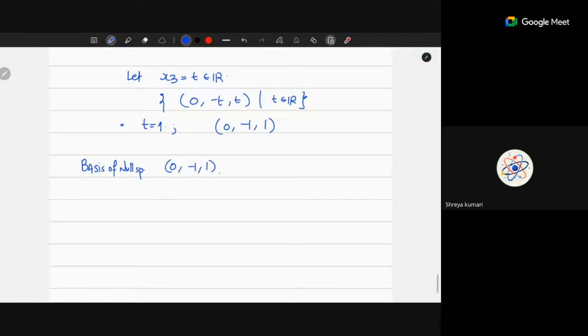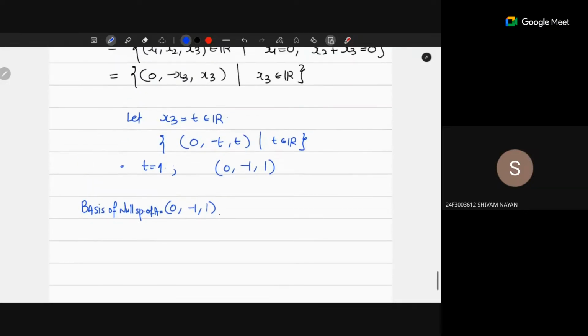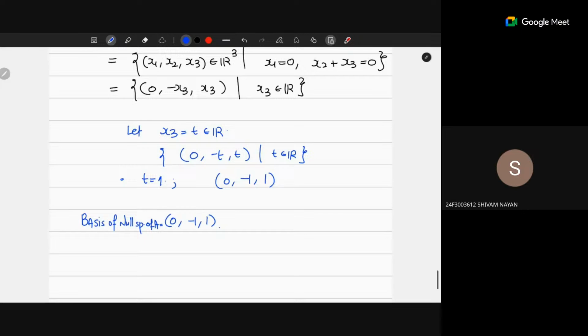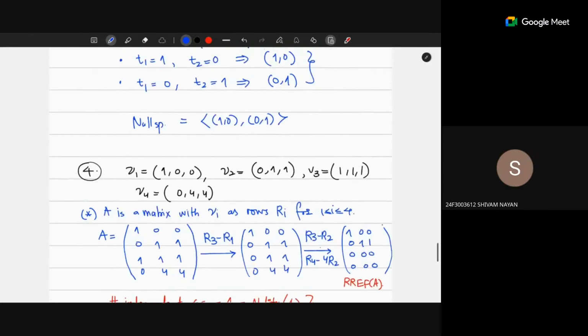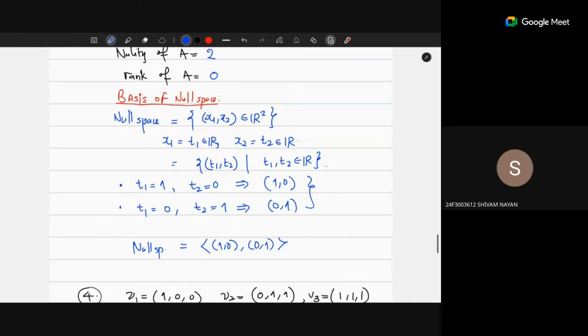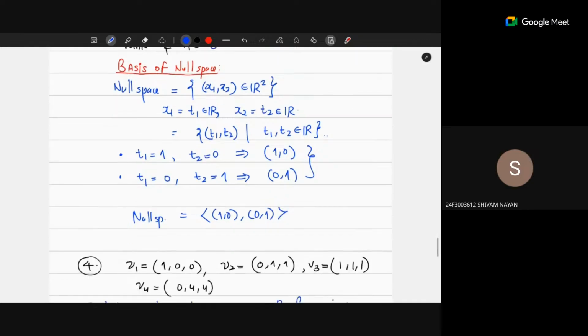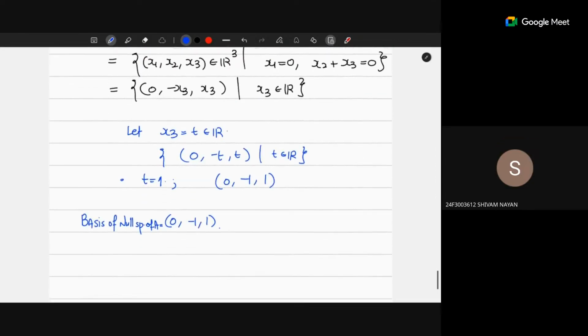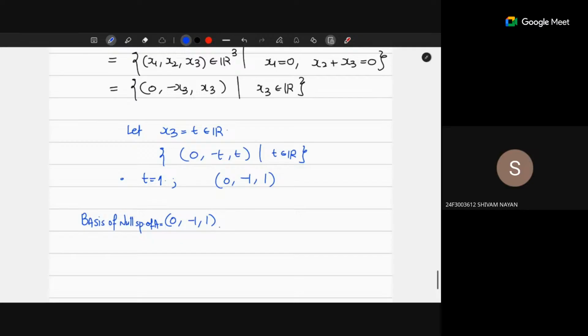Null space of A. So why did we take t equal to 1? That's how you find the basis. You can think of it as a method. If there are two independent variables, then we will have t1 and t2, and we do like in the previous case: we take first t1 equal to 1 and t2 equal to 0, and then t1 equal to 0 and t2 equal to 1 to find the basis. In this case, we only had one independent variable, so we took t equal to 1 and found the basis. It is just a method to normalize that.